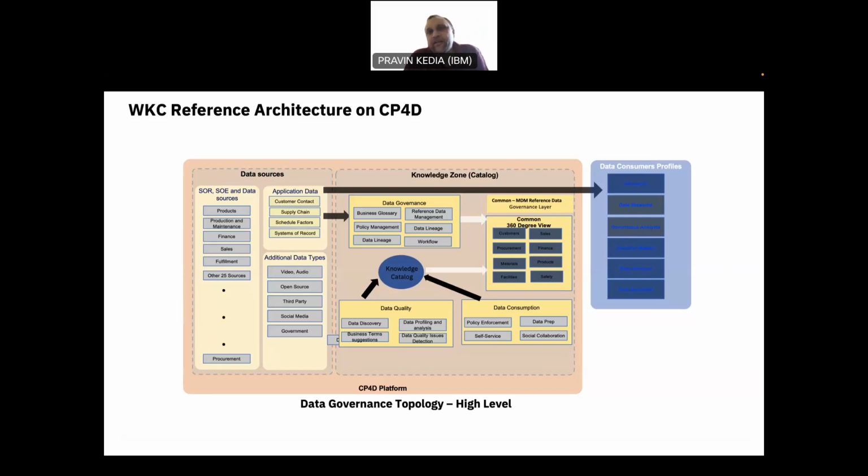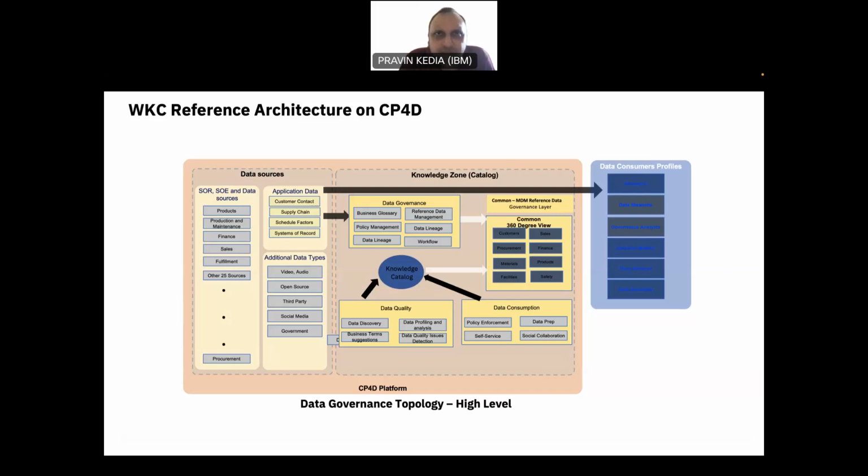And then on the target, we see the knowledge zone where the catalog comes into picture, the data governance catalog, which provides business glossary, policy management, reference data management, data lineage, workflow, automated workflow. And then we also have something called common MDM reference data governance layer, where people provide a 360-degree view of the governance data on product, customer, master, and transactions.